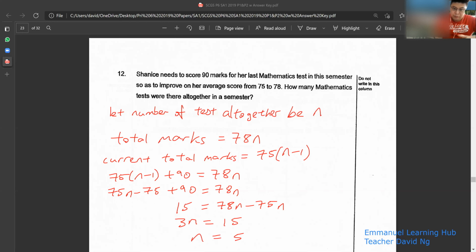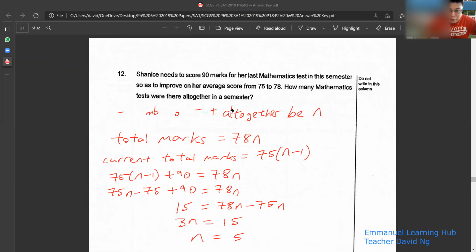15 divided by 3. So she must take, how many tests are there? 5 tests. Okay, understand how I get 5? Can understand how I get N is 5? Yes, but I show the other method. The other method actually is more confusing because you don't use algebra. Algebra actually is more straightforward.